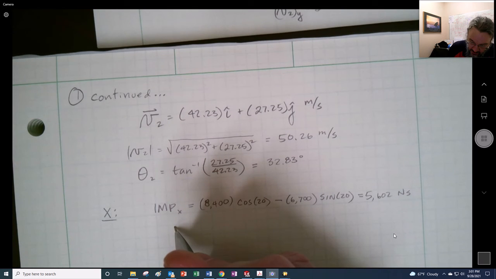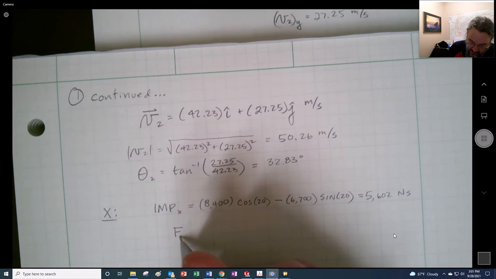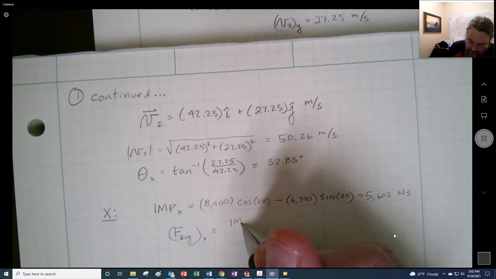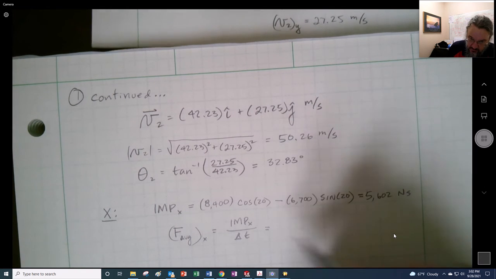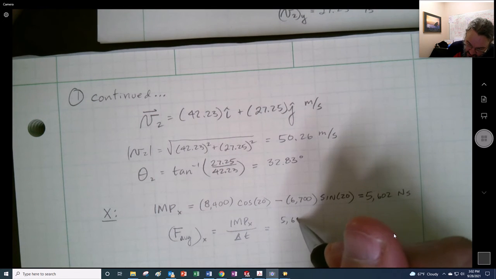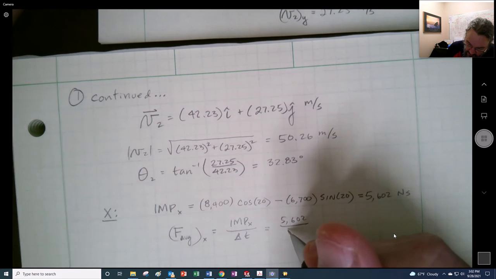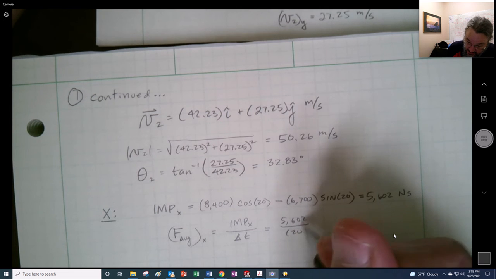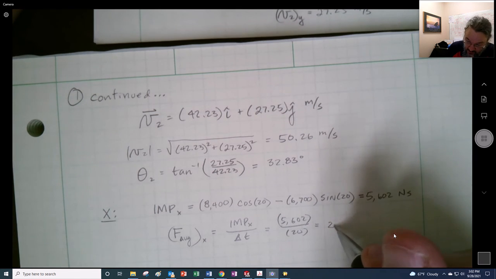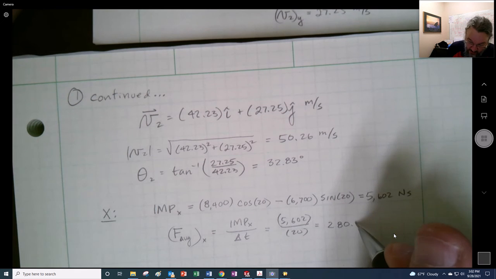And therefore the F average in the x direction is going to be impulse x over delta t. Right? So we're going to get 5,602 divided by 20 seconds, and we end up getting 280.1 newtons.